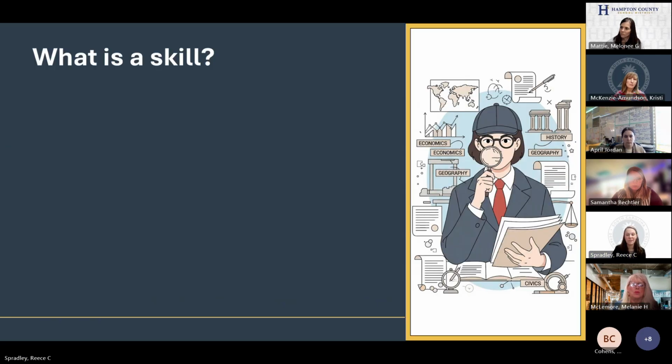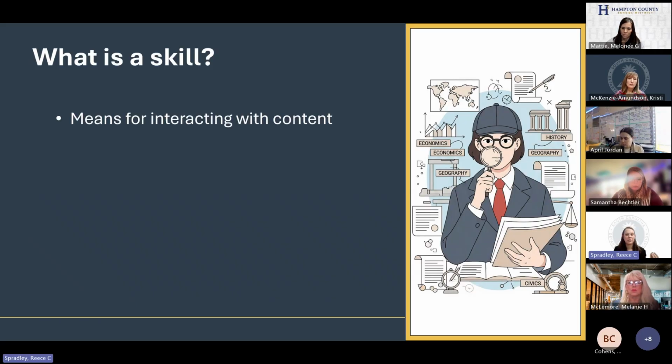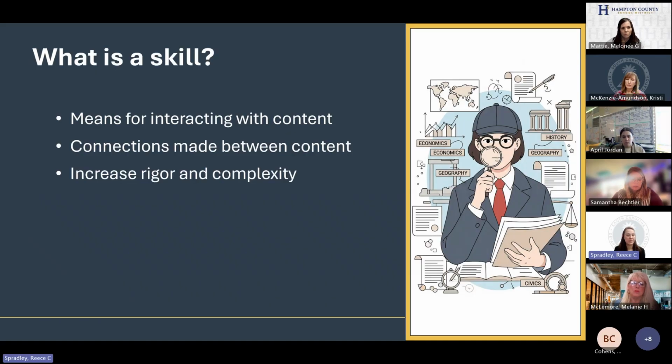So now we're going to look at skills since we've got themes down. And skills are how our students interact with the content. It's how they make connections and begin to think for themselves, and they create the rigor within our standards and the complexity because they're doing something with that knowledge. It's not just that they can know or repeat information. And also increases their overall understanding of social studies material.